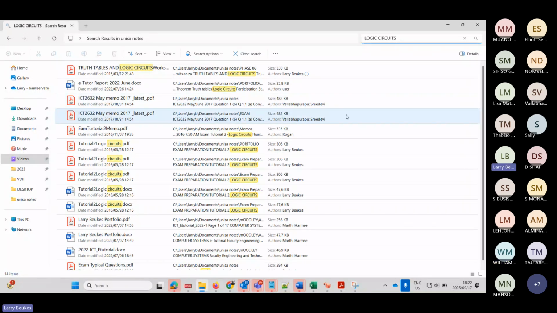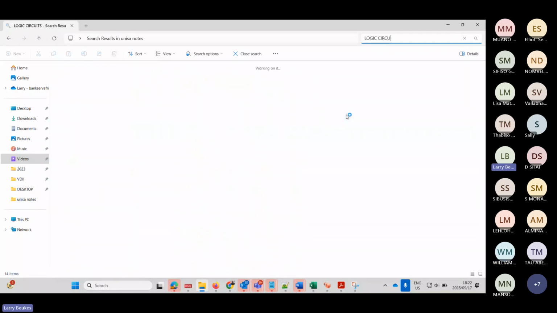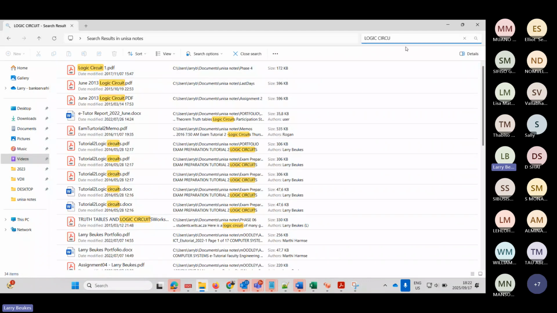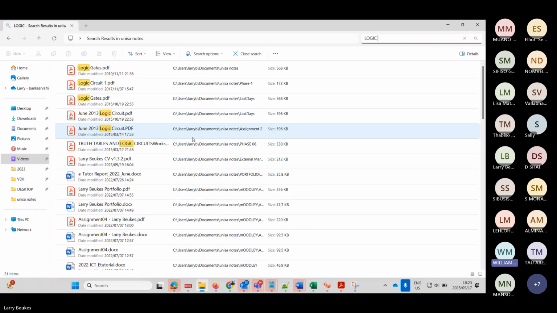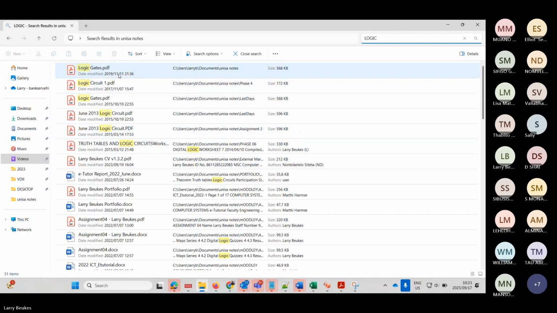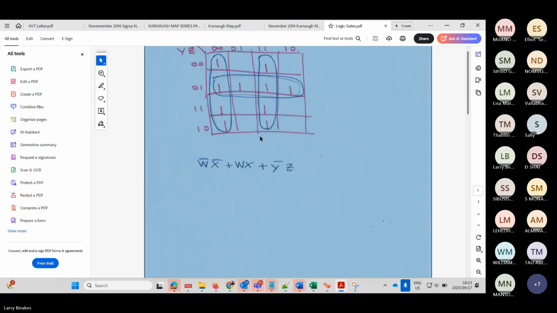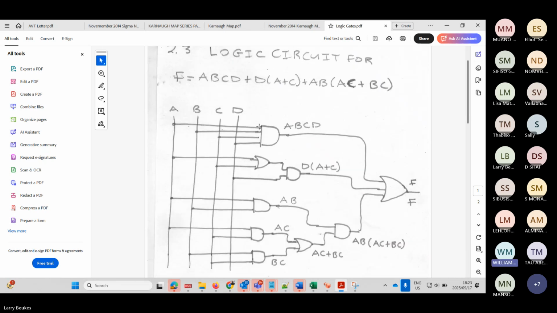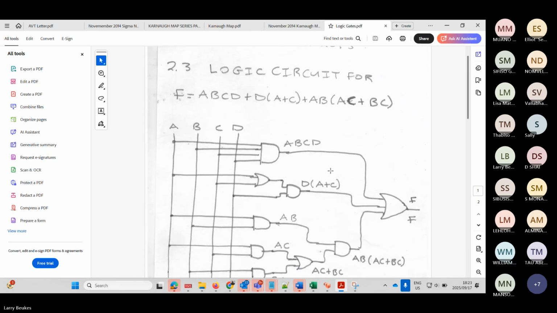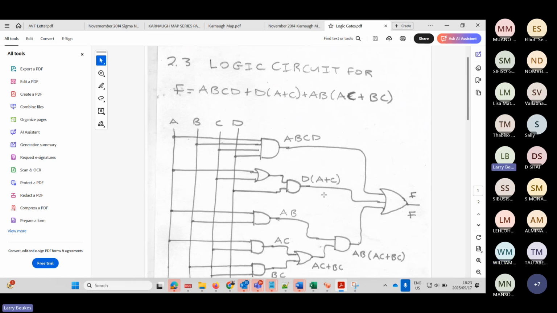So some call it logic circuits, some call it logic gates. I think I'm looking for logic gates. Okay, let's try this one. Should I explain this one or do you want to explain it?